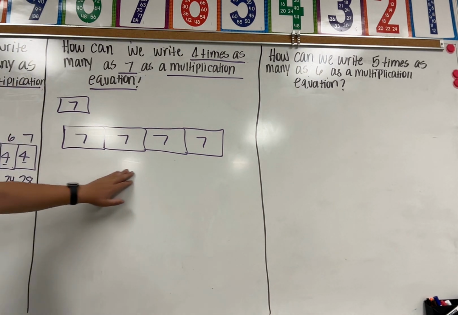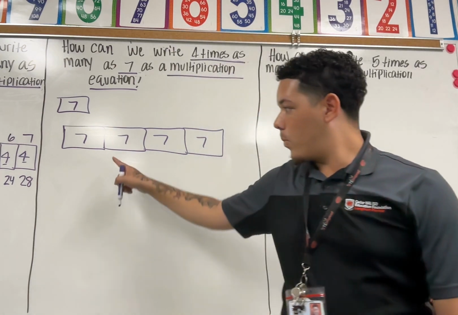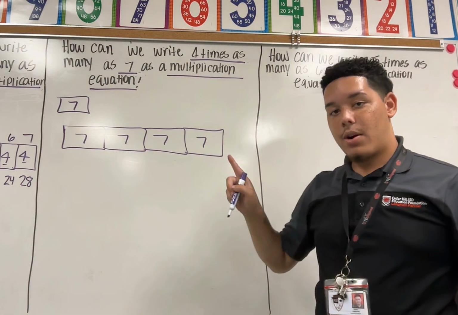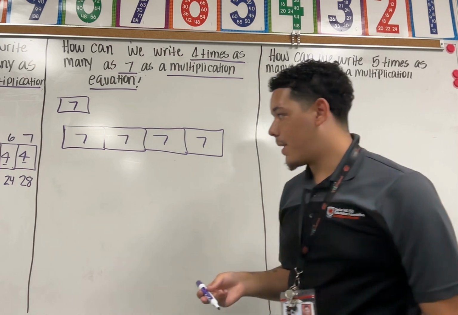So now, as we can take a look at, I have 4 groups of what? 7. 1, 2, 3, 4. Now, instead of using skip counting, you may like a repeated addition method to help you out here.